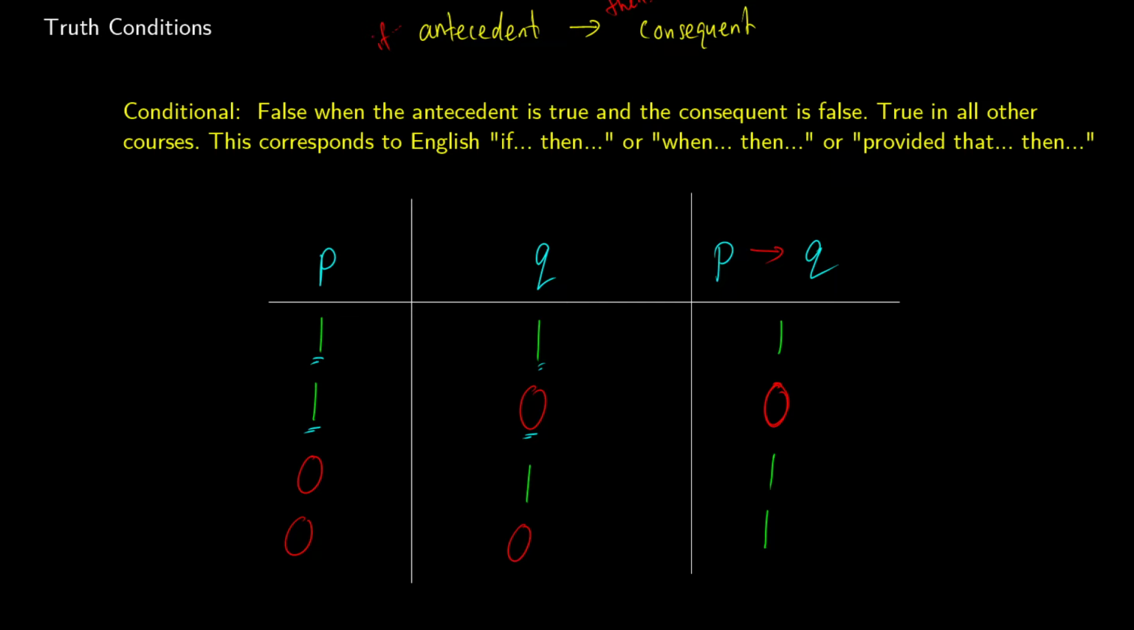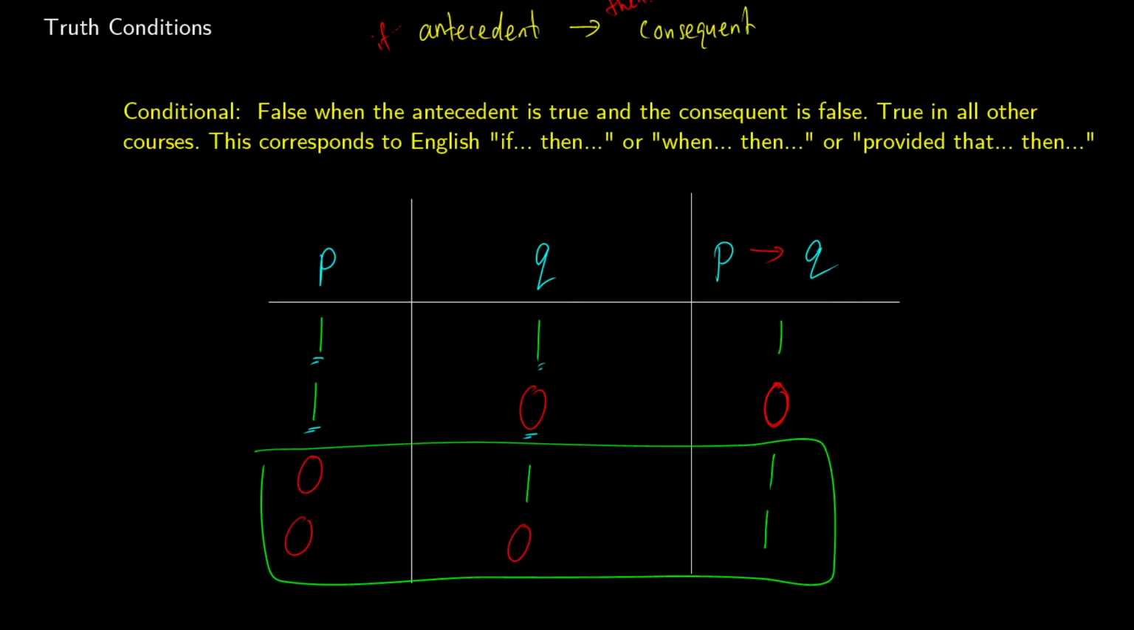So if you don't eat your dinner, we have no idea whether you get dessert or not. If you don't get dessert, that's fine. But if you do get dessert, that's fine too. There was no condition that said if you don't eat dinner, then you don't get dessert. So these two last lines are probably some of the most unintuitive ones.